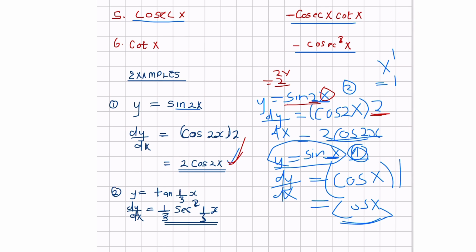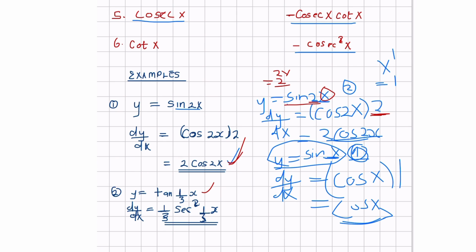I hope this is clear, guys. Make sure that you understand this. And the second example that we have is saying y equal to tan of 1/3 x, which is this one. So remember, we say the derivative of tan is sec squared x. So tan x, the derivative of it is sec squared x. If you've forgotten, refer to the first part where we said we are going to have the function and the derivative. So the derivative of tan x is sec squared x.